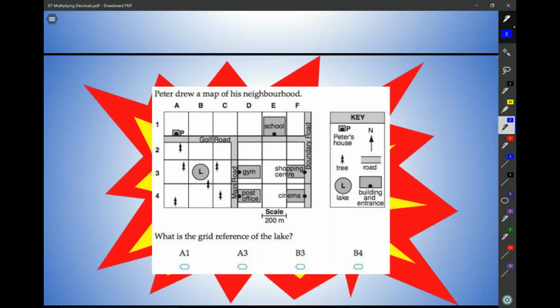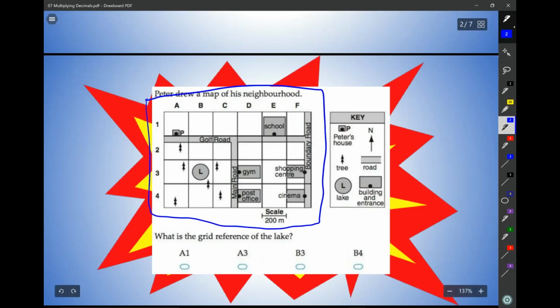We have a map of a neighborhood. And the question is, what is the grid reference of the lake? So the grid reference is going to be a combination of one of these letters and one of these numbers. And we need to use the key over here to identify the lake. So I'll give you a second to think about your answer here.